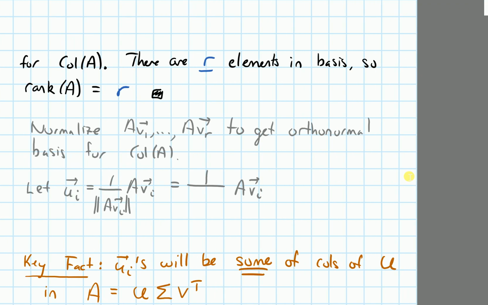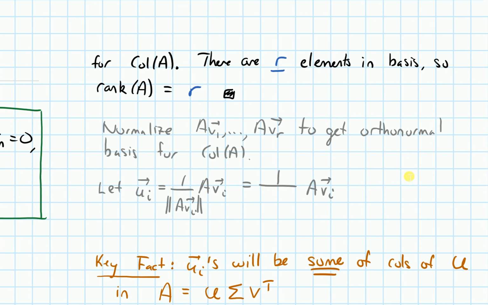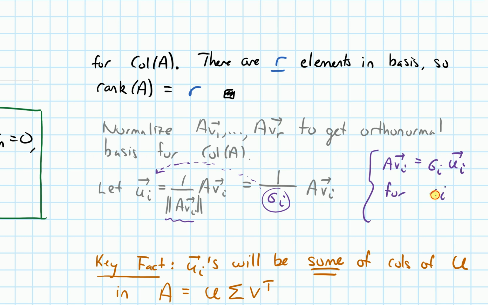Got shifted over. Okay. Let's shift it back a little bit. So this denominator, the length of A v_i, is sigma_i. So we have 1 over sigma_i times A times v_i. And actually at this point, if we isolate A times v_i and move this sigma_i over here, we'd get that A times v_i equals sigma_i times u_i. So this is true for i between 1 and r.